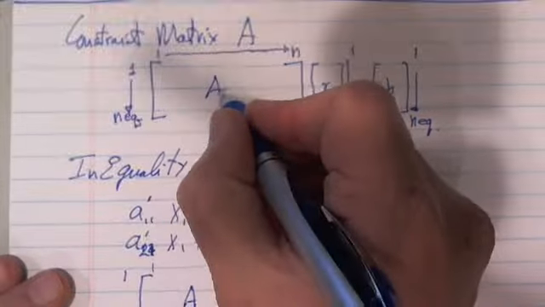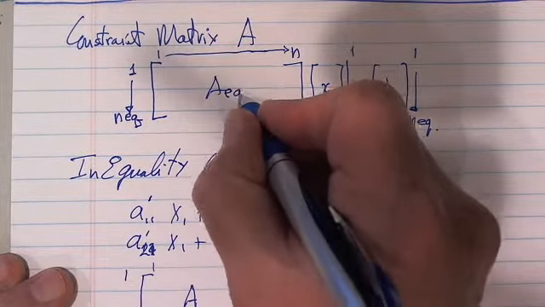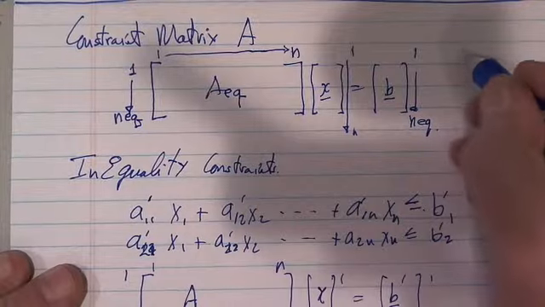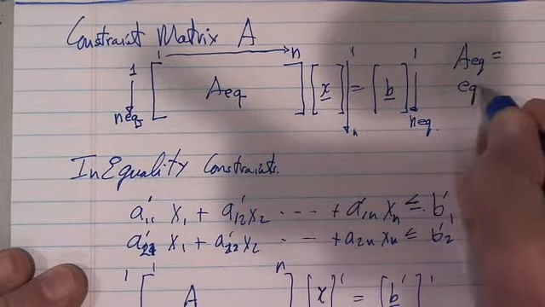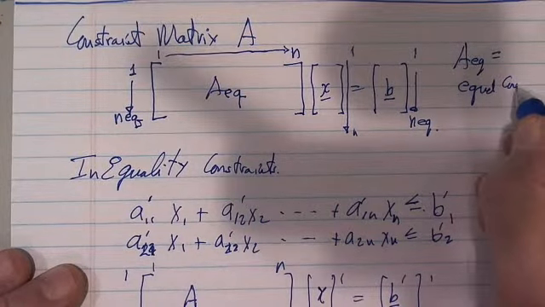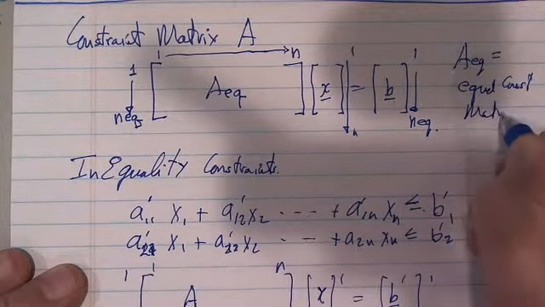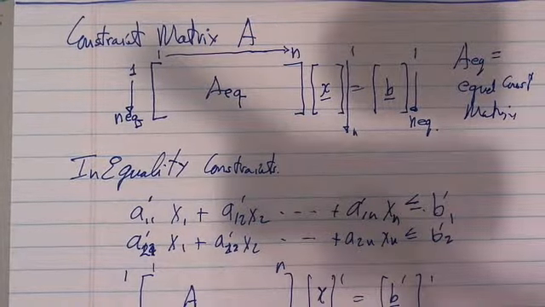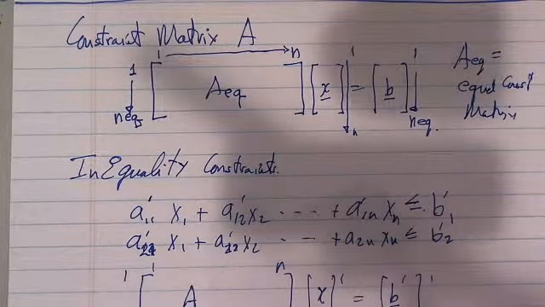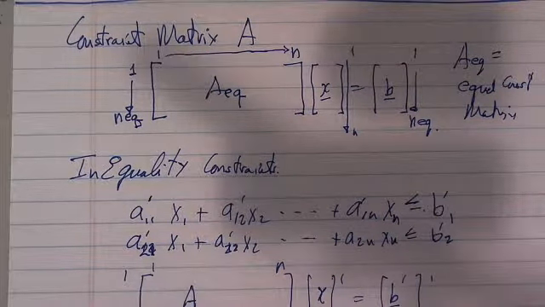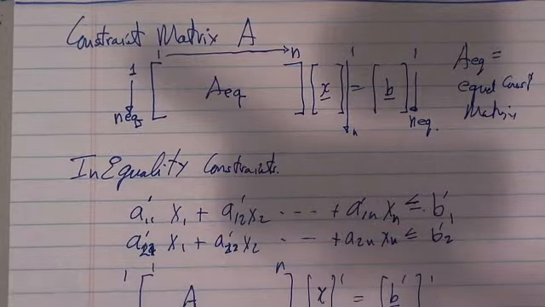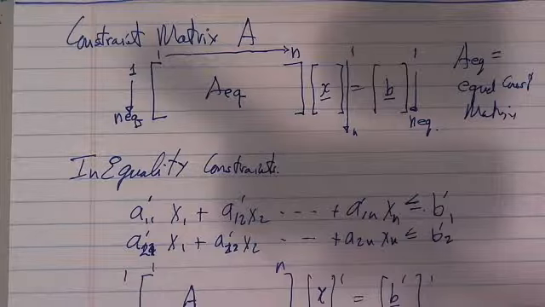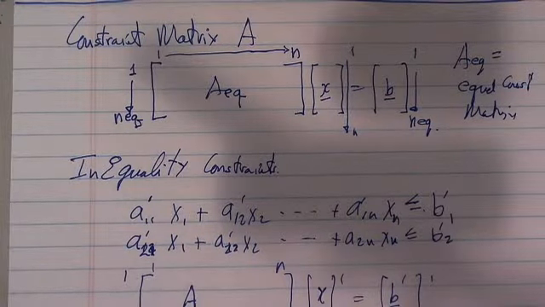What they do is they label this AEQ. So over here, AEQ equals the equality constraint matrix. And this one is just called A. Rather than call this INEQ, they just call it A. Now, you can call it anything you want. I like to say that's AEQ and A inequality.